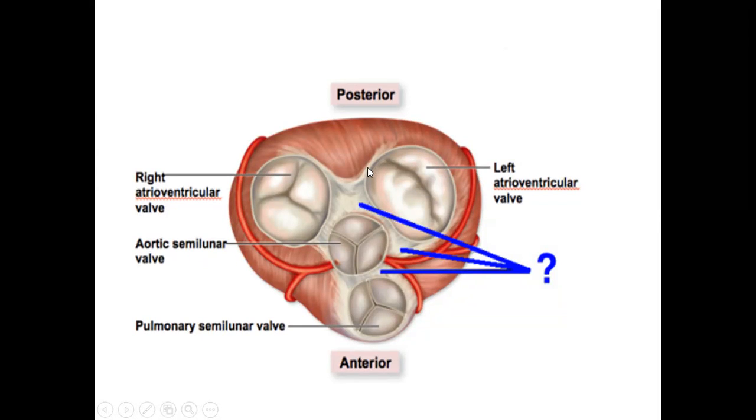Okay, around that there are fibrous rings around these openings. Here also you can see there is a fibrous ring. Similarly, for the aortic orifice there is a fibrous ring, and for the pulmonary orifice there is a fibrous ring.